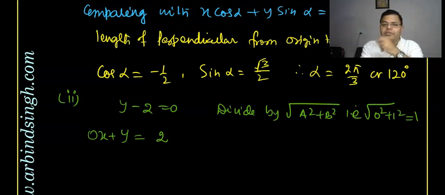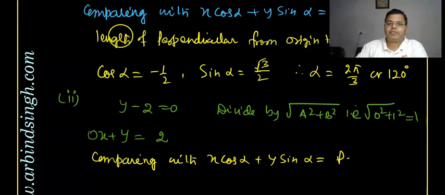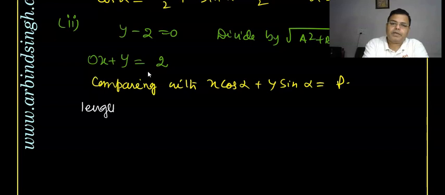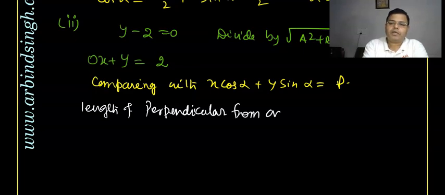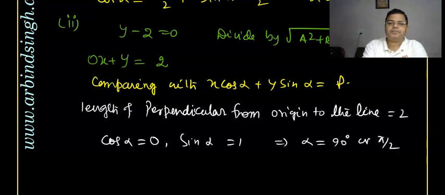Comparing with x cos alpha plus y sin alpha is equal to p, the length of the perpendicular from the origin to the line is 2. Cos alpha is equal to 0 and sin alpha is equal to 1, and therefore alpha must be equal to 90 degree or pi by 2. I hope you got it.